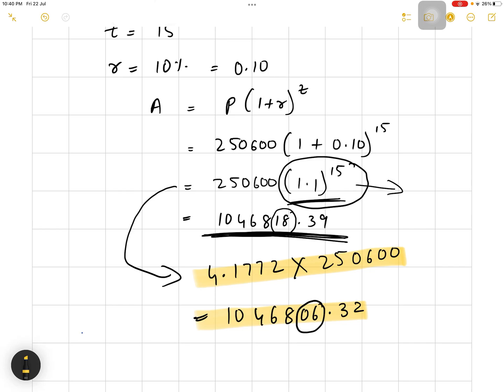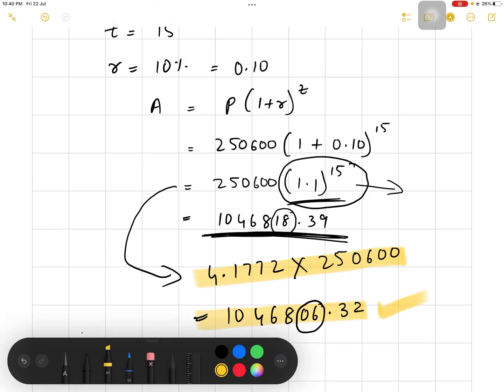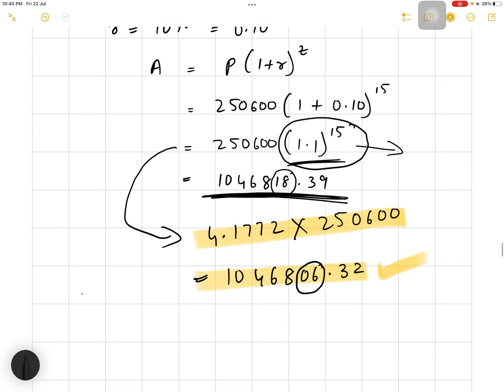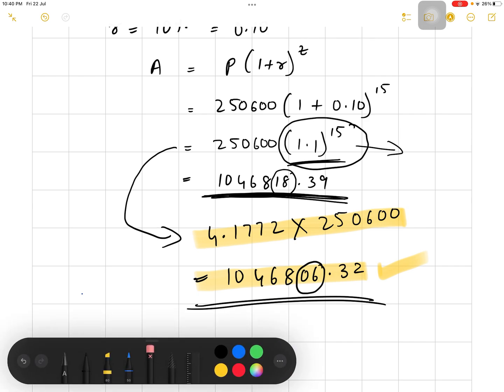So let's keep 4 decimals only. Okay. So this is your answer: 10,46,806.